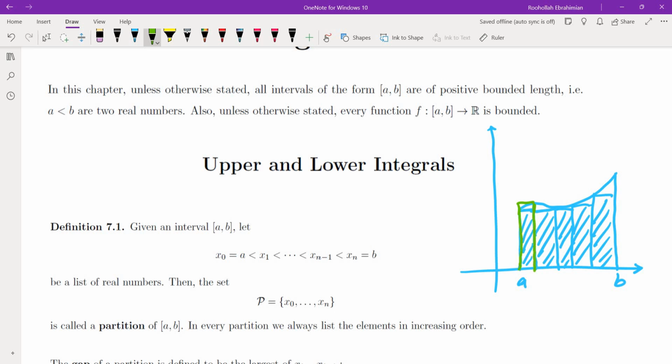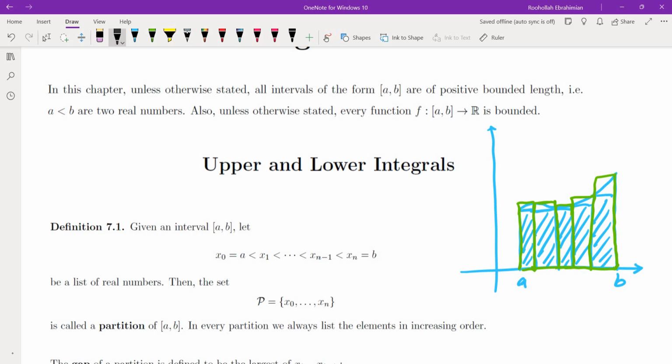And on the other hand, if we look at these areas, area of this one plus area of this one plus area of this one plus area of this and plus area of that, this would be an upper bound for the integral.